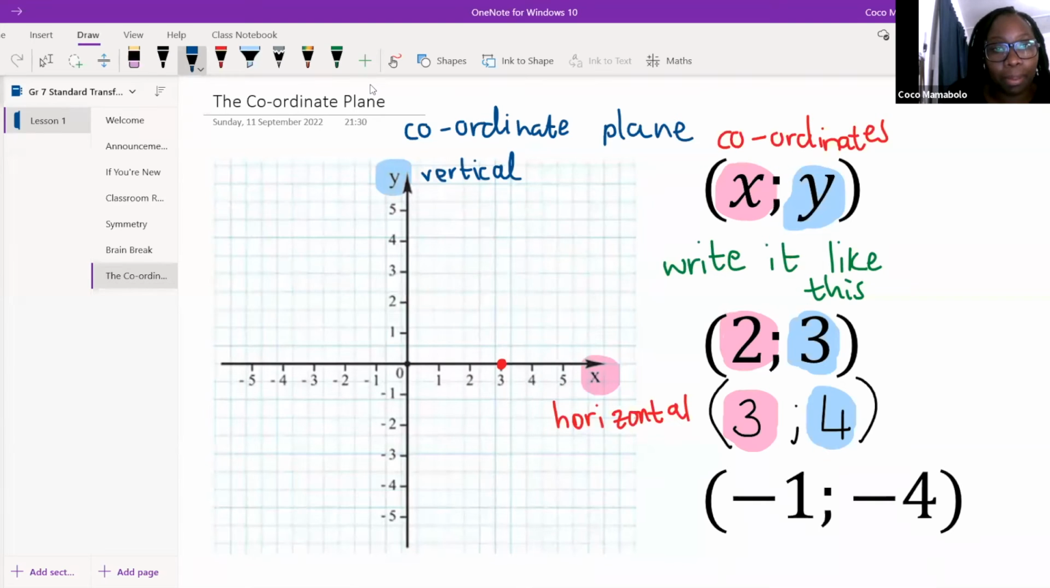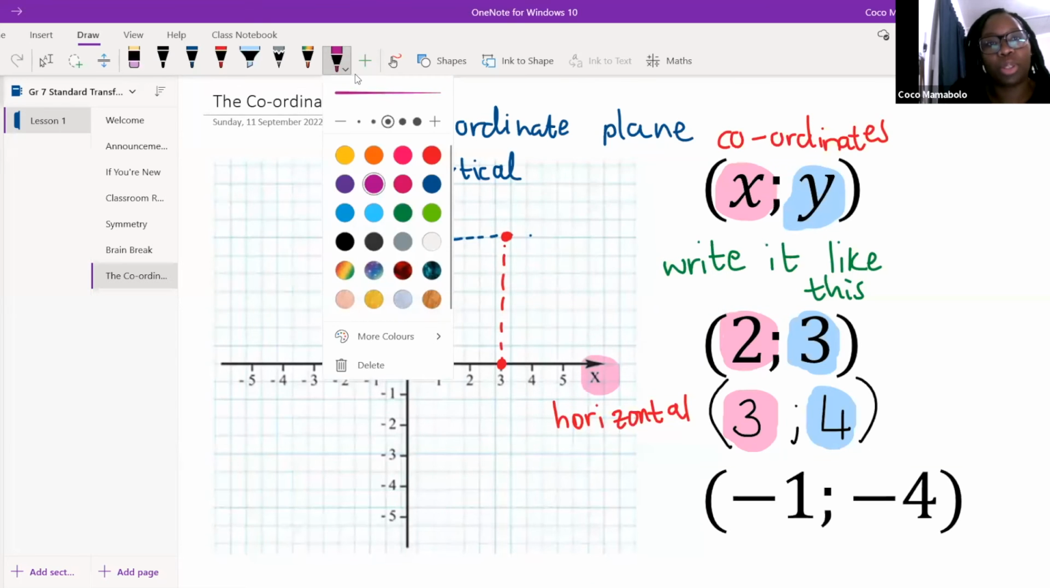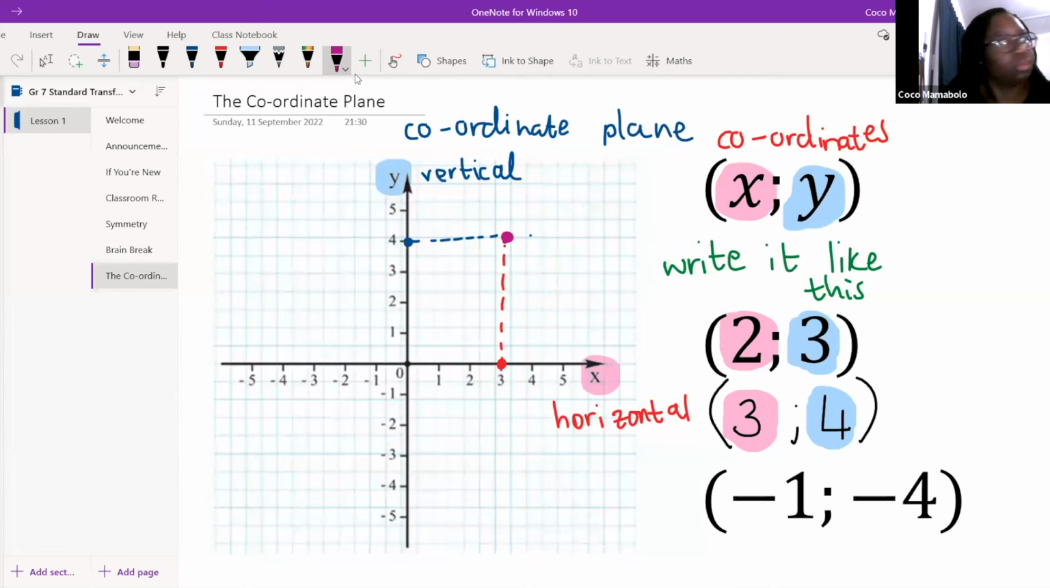So I'm going to go up to 4, and then I'm going to join them together. This way, and I'm going to take this one this way. And then the point where they meet, which I should actually make purple because red and blue make purple. This point over here is going to be 3 first and then 4.